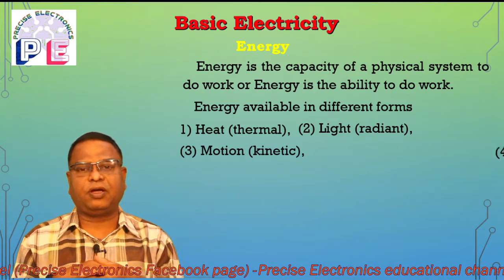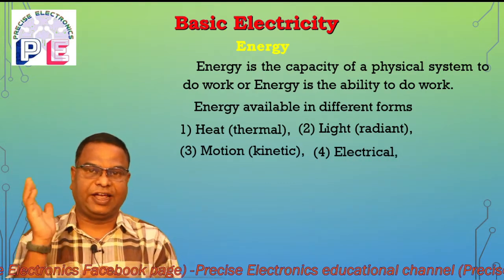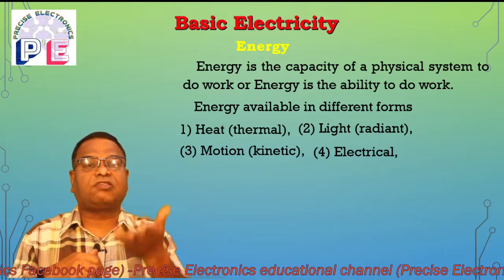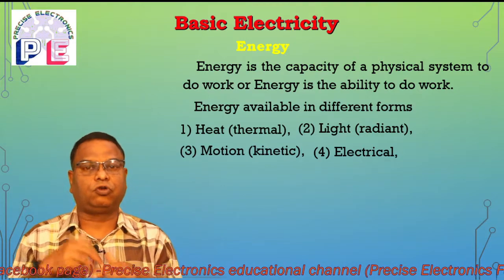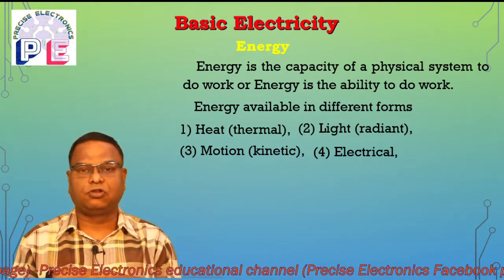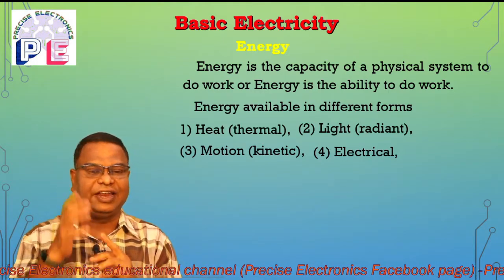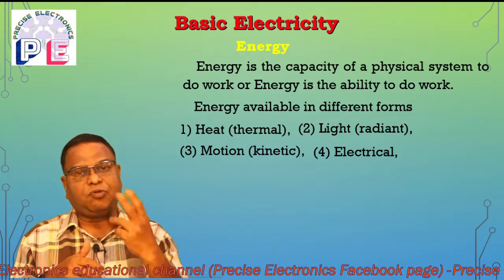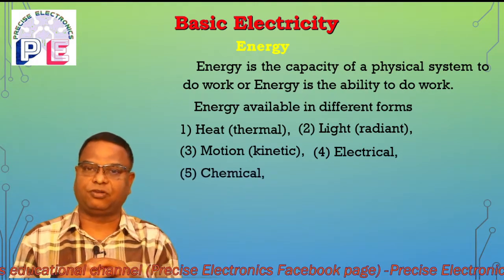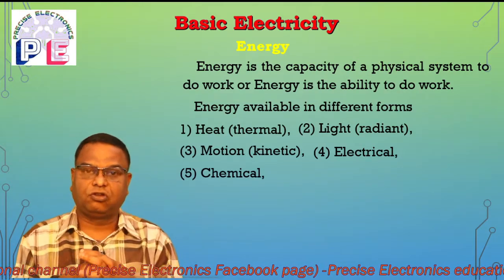The next type of energy available is electrical energy. Electricity is used to perform various types of work. Because of electric energy we are able to perform various tasks. So electrical energy is one of the forms widely used in daily life. The next form of energy is chemical energy. Chemical reactions give a lot of energy. So, chemical energy.